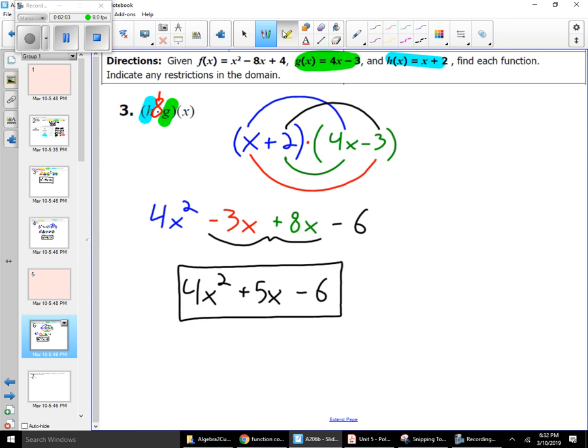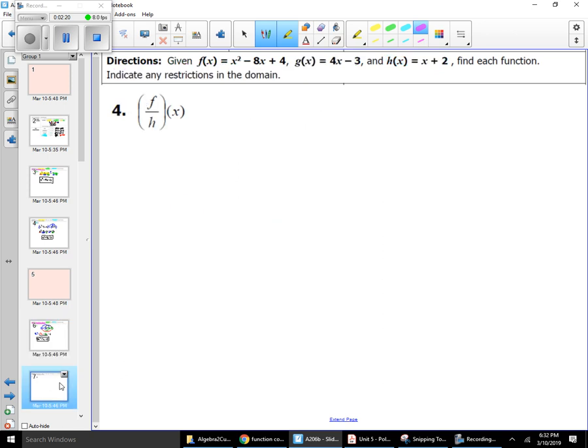Note that once again, we don't have to worry about this domain issue. We're starting with a linear function. We are multiplying by a linear function. Both of those have a domain of all real numbers. So this new quadratic will also have a domain of all real numbers. We're going to take a look at a division example now. And with division, we do get some additional domain restrictions, even if our original functions don't start with any.